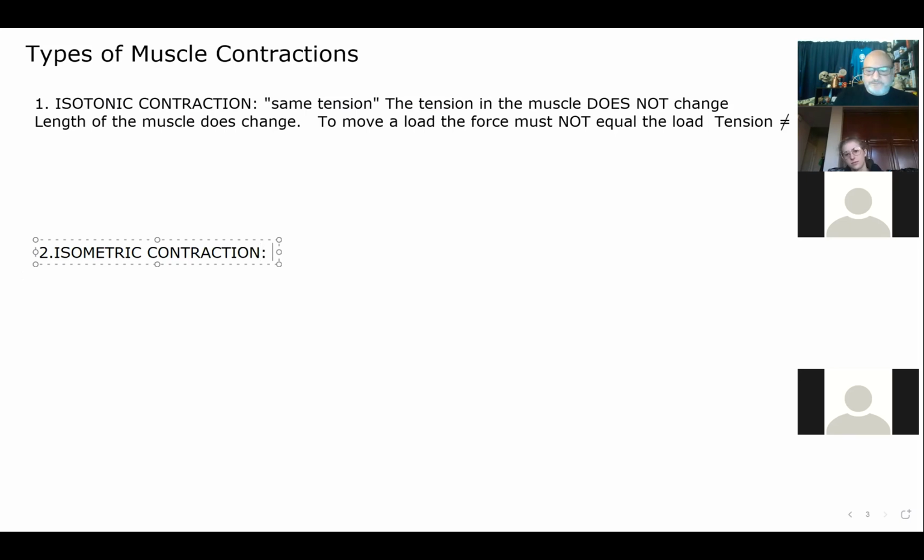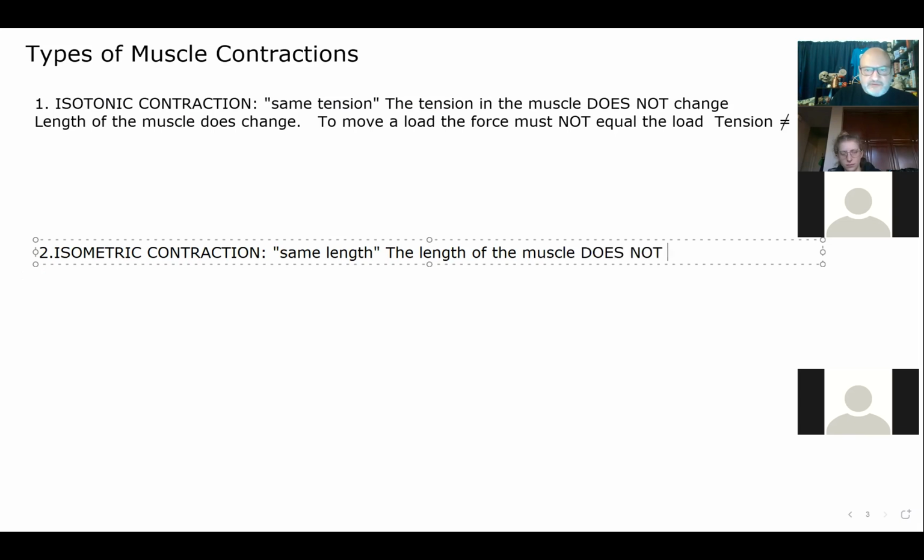Iso means what? Same. Yeah, it still means same. And in this case, metric refers to length. So with an isometric contraction, the length of the muscle does not change during the contraction.